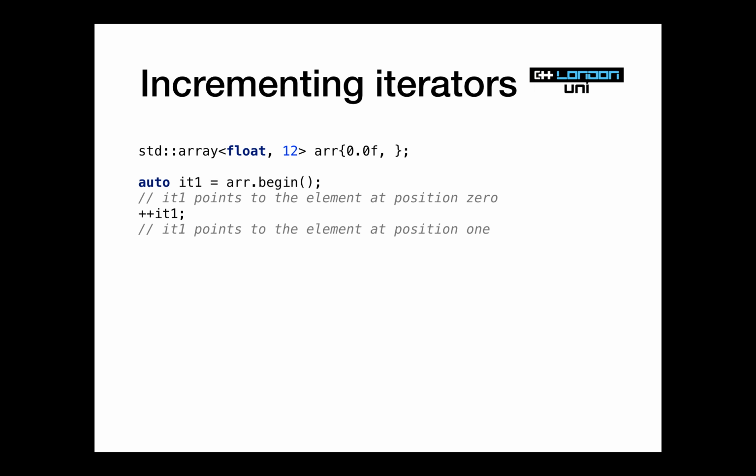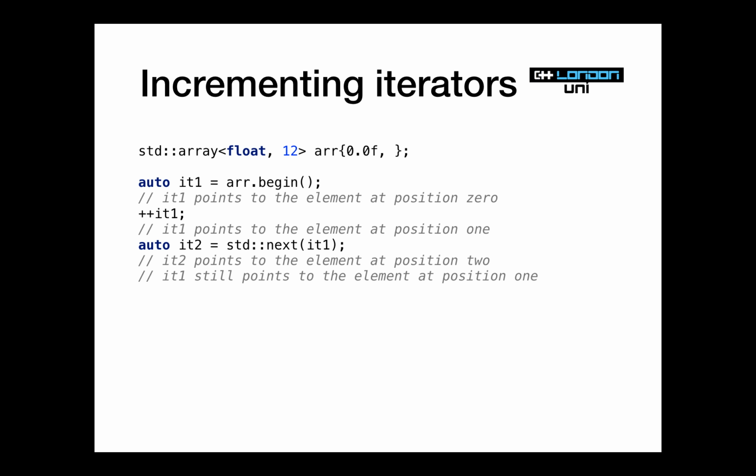Remember, there are 12 elements in our array. Do this as well if we wanted to. There's a function in the standard library called standard next. And what that does is, given an iterator, it gives you a new iterator, which is one place past the one that you gave it. So it2 points to the element at position 2. It's important to note that this has not modified it1. It1 still points to the element at position 1. It1 hasn't changed.